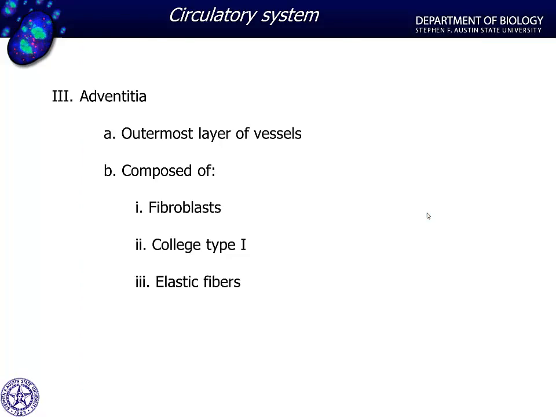So the third and the deepest tunic is the adventitia. This is going to be the outermost layer, and what we're going to see, again, is more loose space in between. We've got a lot of fibroblasts, a lot of collagen, not college, collagen type 1, and elastic fibers are going to be abundant in this tissue as well.